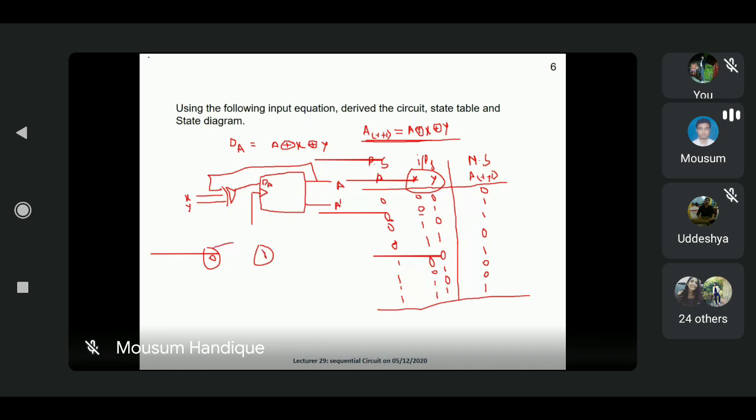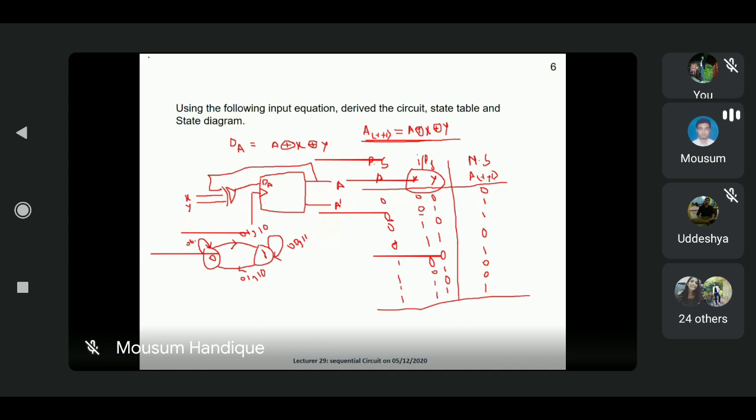So you can check whether this one is correct or wrong. If I am drawing this one: 0 1, sorry, 0 1 1 0, and this one 0 0, 1 1, and this one 0 1, and this one we can use the comma, 1 0, and this one 0 0.